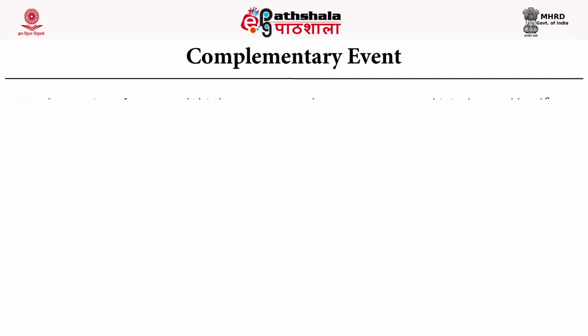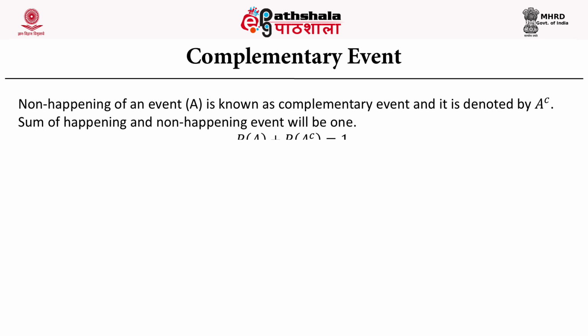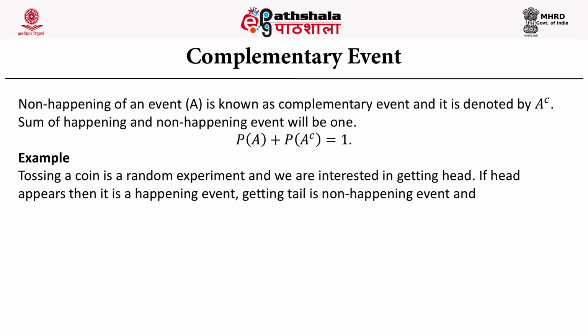Now we will discuss complementary event. Non-happening of an event is known as a complementary event and it is denoted by A^C. That means A^C represents A complement. The sum of happening and non-happening events will be 1. So it means the probability of A plus the probability of A complement should be equal to 1.